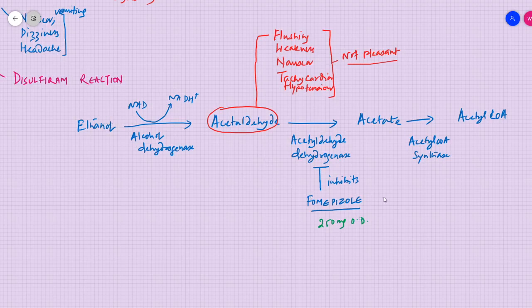So that's the idea. So this drug is called an antabuse, okay? Antabuse, meaning anti-abuse. It's a contraction of this word, which is what antabuse is. And so the drug that's given as an antabuse is fomepizole. So it causes an inhibition of acetaldehyde dehydrogenase.